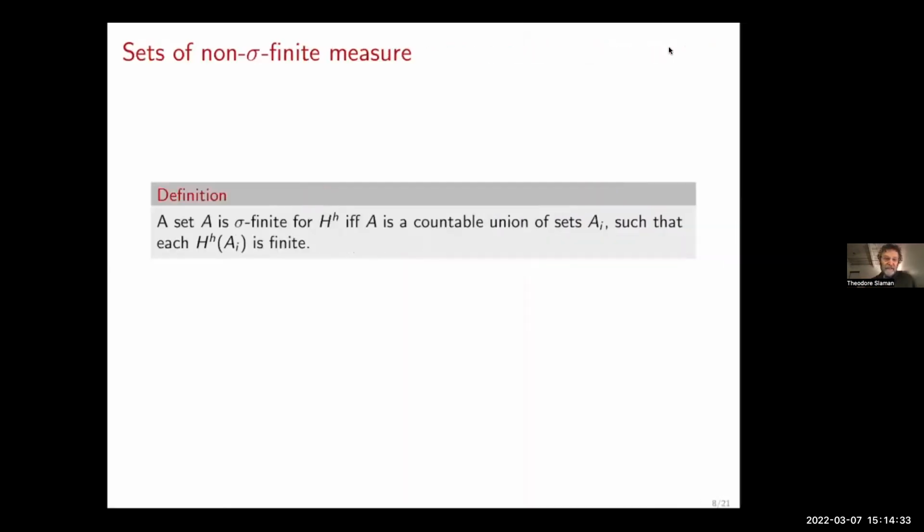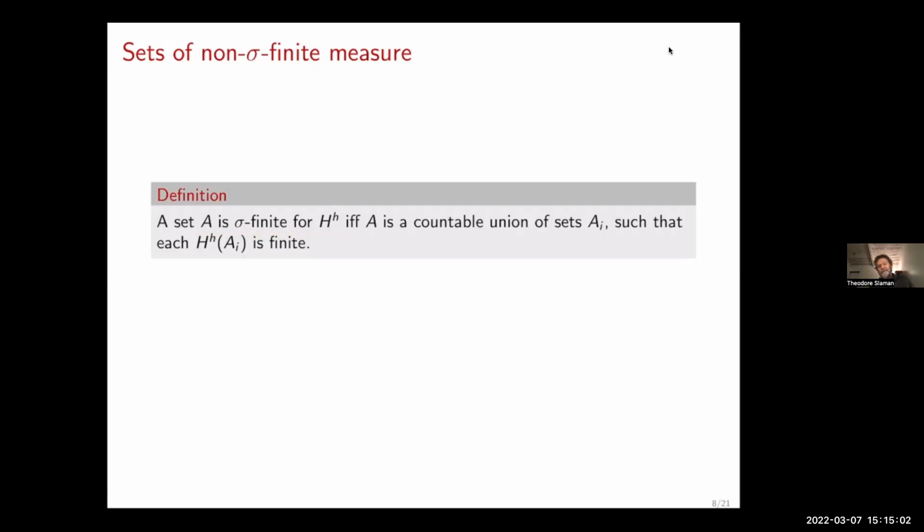Okay, so what arises in this study is an interesting phenomenon. We'll say that a set A is sigma finite for the H Hausdorff measure if and only if A is a countable union of sets A_i, such that each one of these A_i has finite measure.